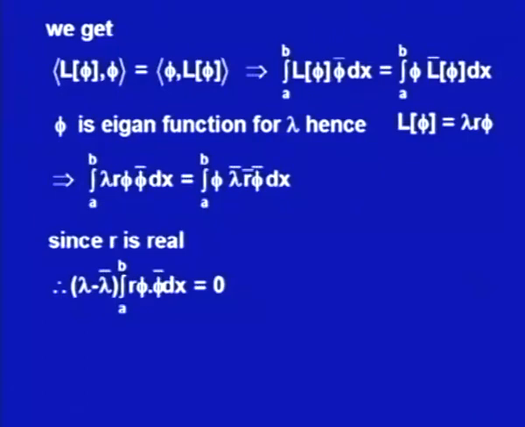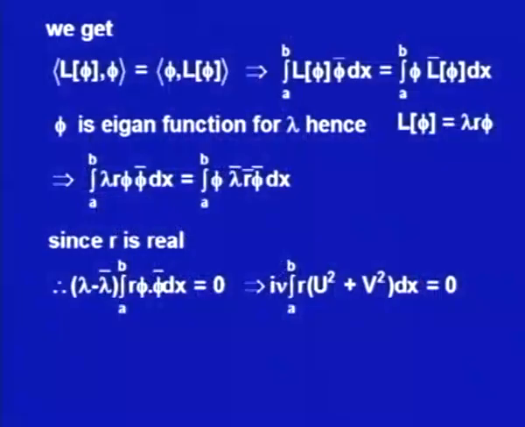Now, phi we had assumed to be of the form u plus i v. So, phi bar would be u minus i v. If you multiply both of them, I will get r times u square plus v square dx in the integral part. And lambda minus lambda bar, what would it be? Lambda we had assumed as mu plus i nu. So, lambda bar would be mu minus i nu. When we take the subtraction, we would get minus 2 i nu, and that we would be getting this one.